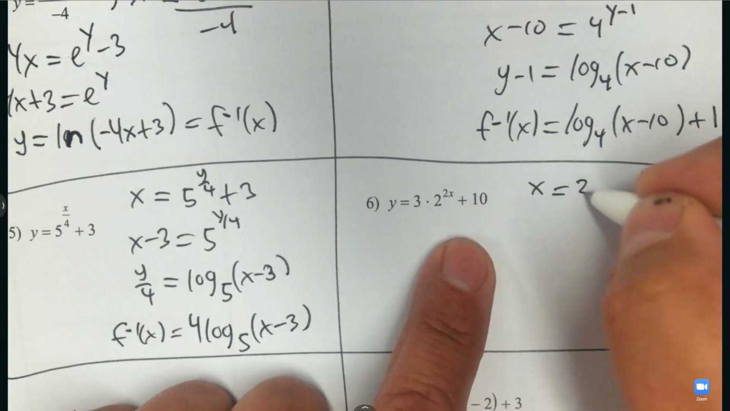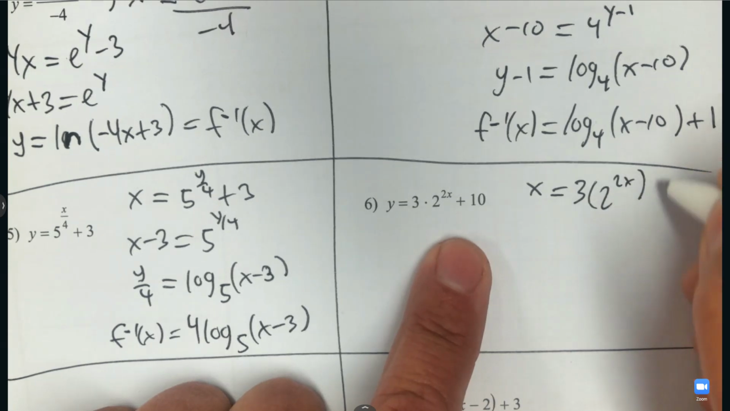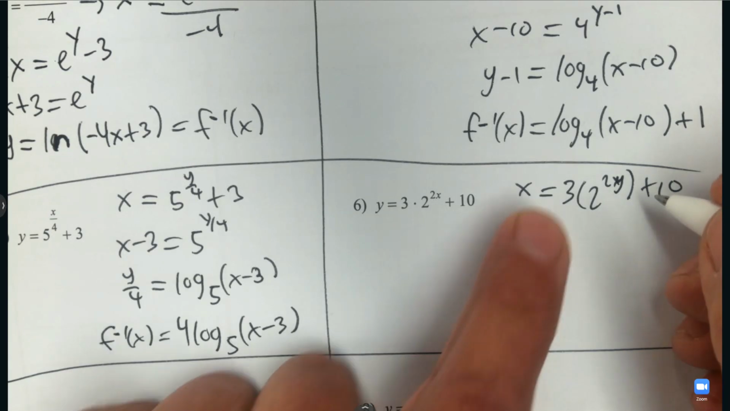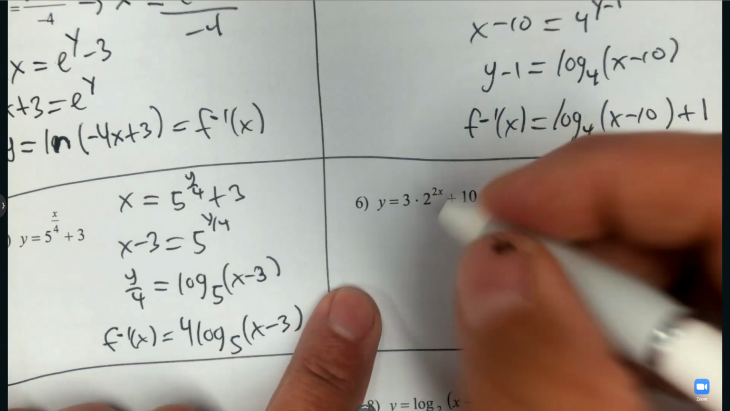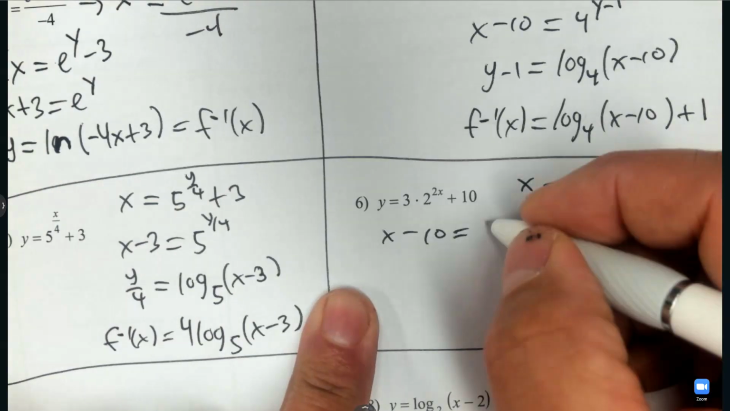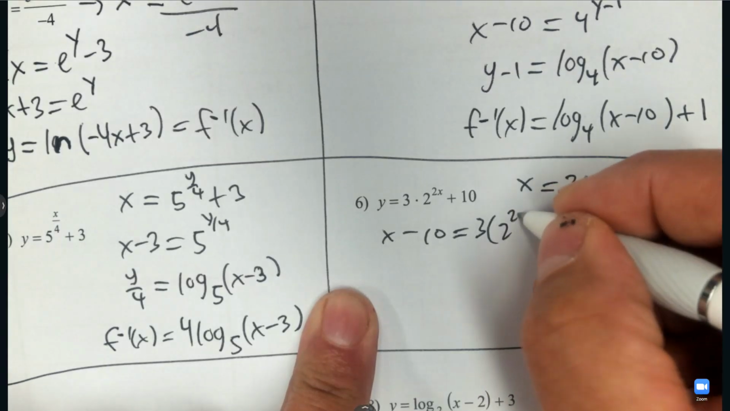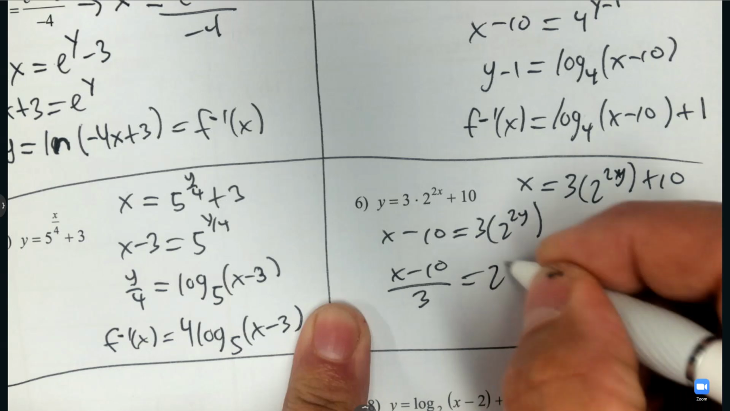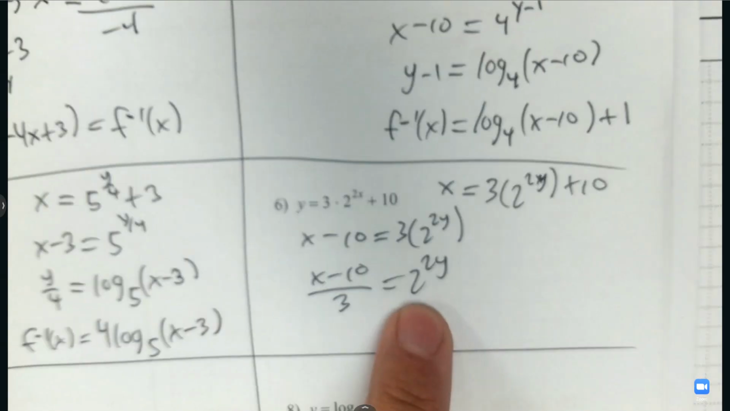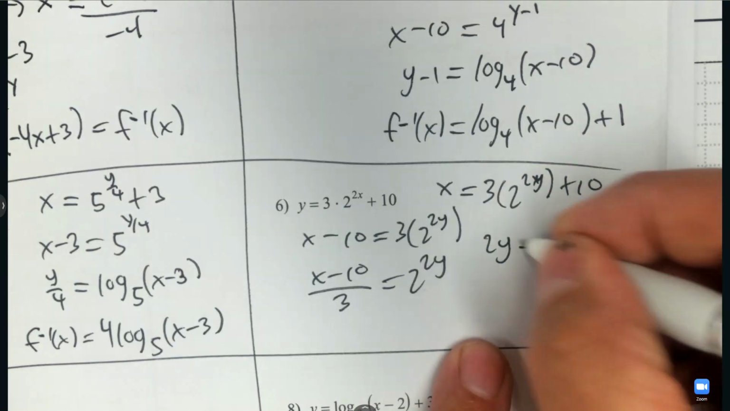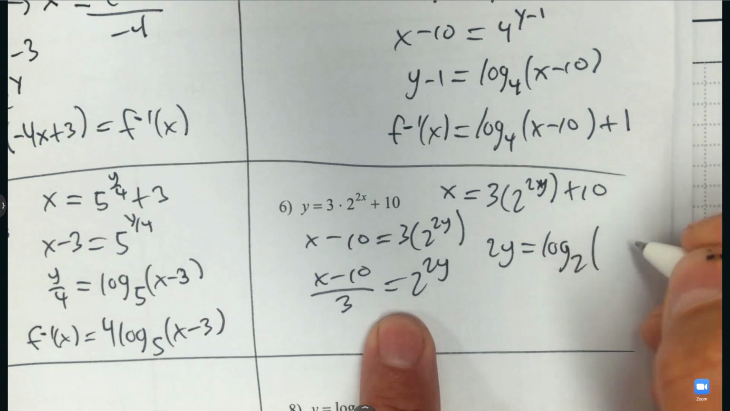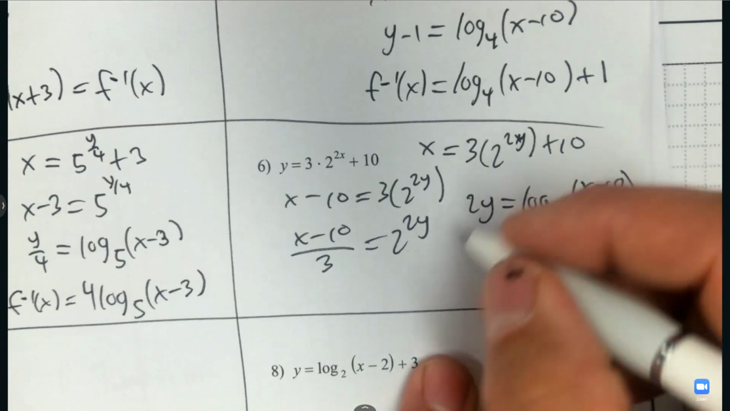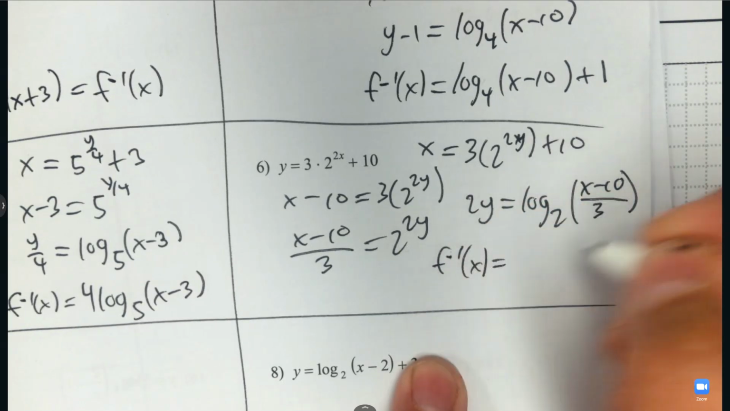Again, we're going to inverse this. Make sure I have a y there in the exponent. All right, to solve for y, we're first going to subtract 10. Then we're going to divide by 3. Now the exponential is isolated, so now another way to write 2y is as a logarithm base 2. And inside the logarithm, x subtract 10 divided by 3. And then divide by 2, and you have your inverse.